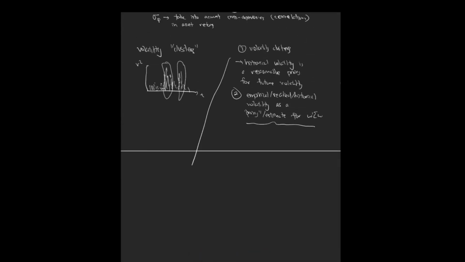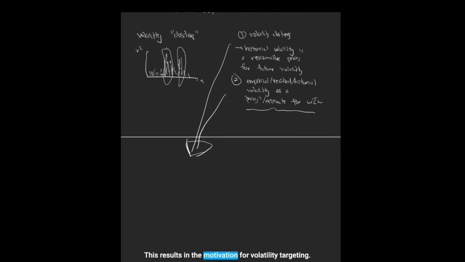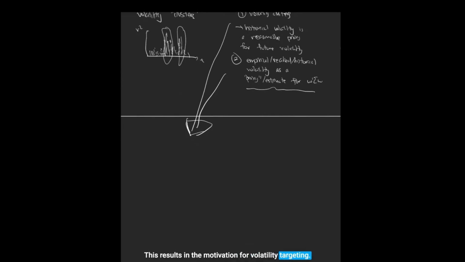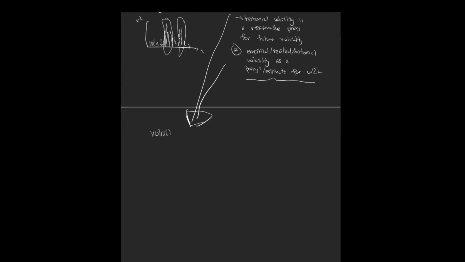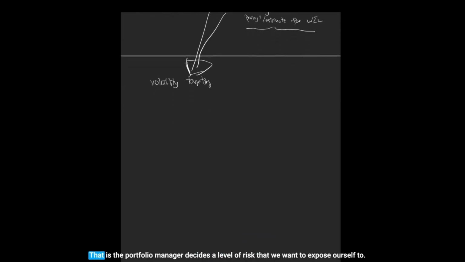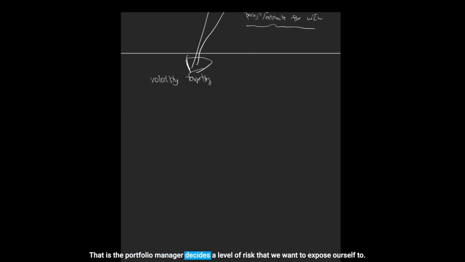So with these two facts, this results in the motivation for volatility targeting. So what is volatility targeting? That is, the portfolio manager decides a level of risk that we want to expose ourselves to. So for example, we have some sigma for the portfolio, and let's let this be an annualized term. So say we are interested in having a portfolio volatility of 30% annualized.